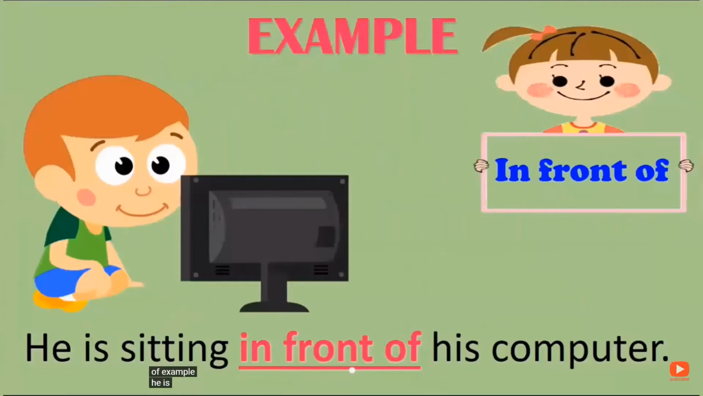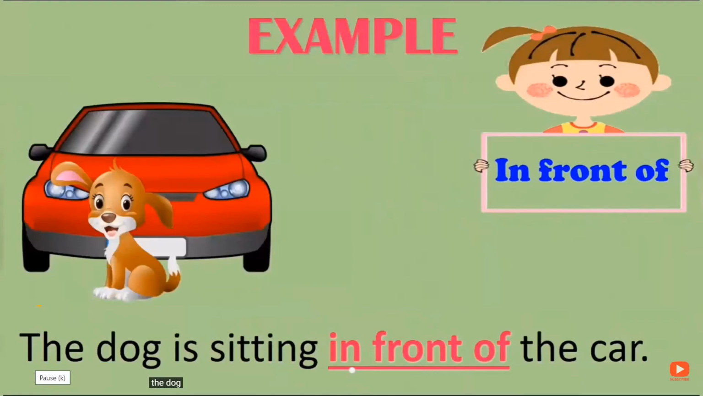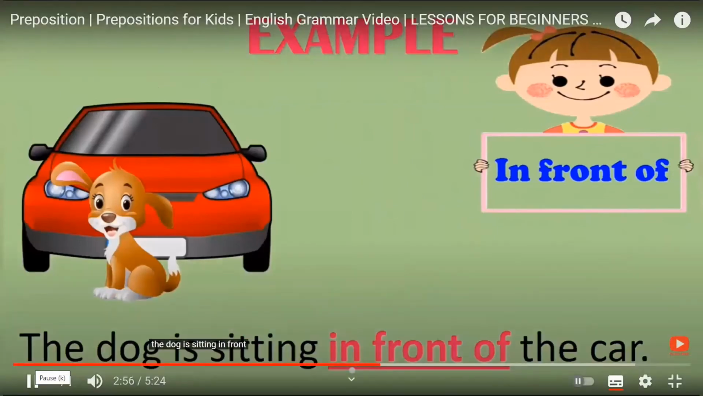Example. He's sitting in front of his computer. So where is the boy sitting? The boy is sitting in front of the computer. Right? Okay. The dog is sitting in front of the car. So where is the dog sitting? The dog is sitting in front of the car. And this in front of is telling the position of the dog, right?